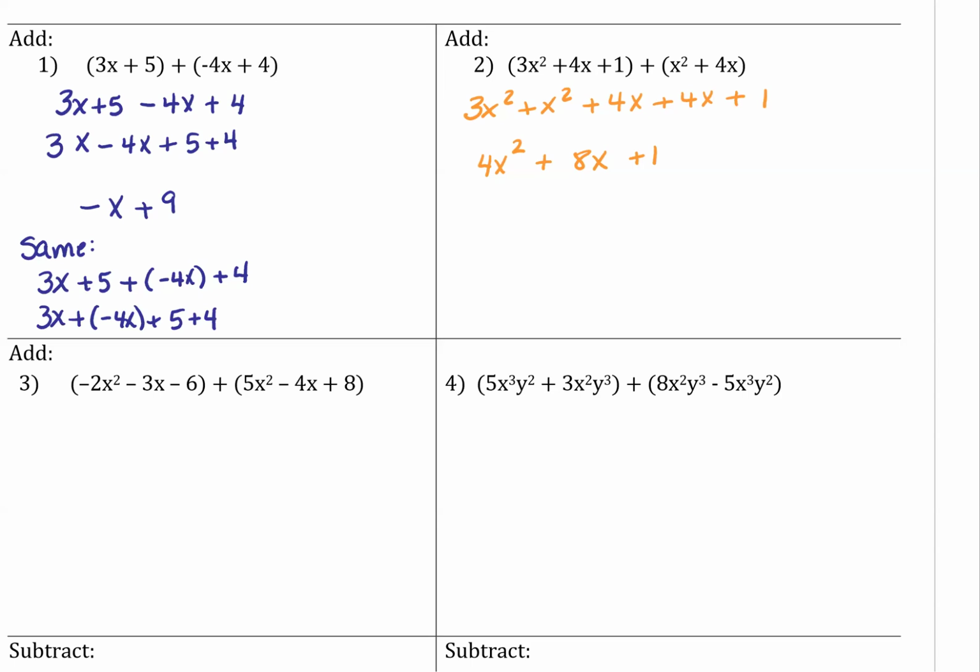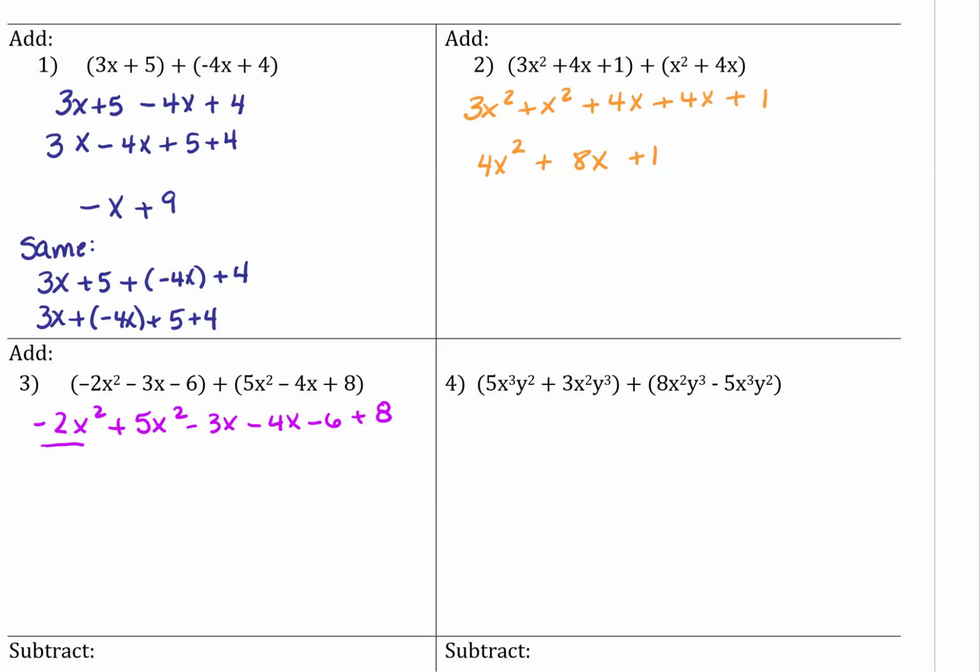Number 3, I'd take the parentheses off and rewrite it with the like terms together. So that's 2x squared plus 5x squared minus 3x minus 4x minus 6 plus 8.